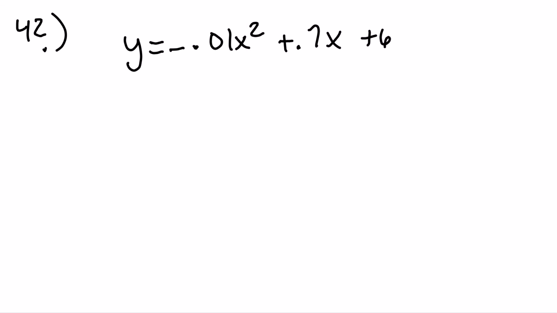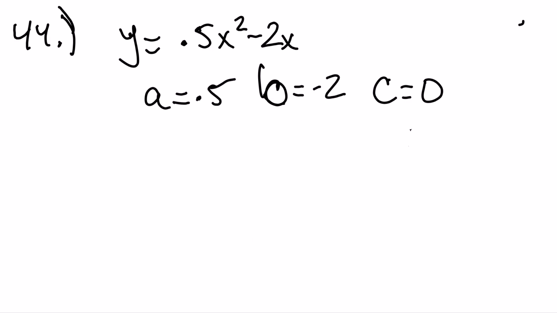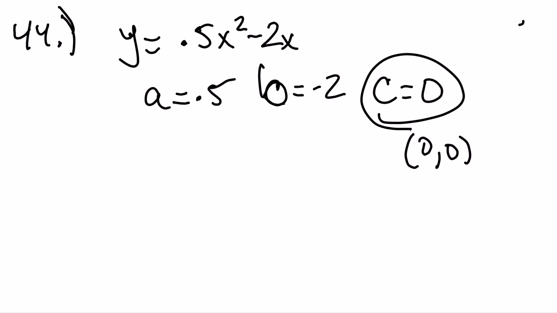42, they just said to find A, B, and C. They say y equals negative 0.01 x squared plus 0.7x plus 6. So A equals, they use the 0 in front of it, negative 0.01. B equals 0.7. C equals 6. That's it for 42. Alright, 44. I have y equals 0.5x squared minus 2x. A is 0.5, B is negative 2, C is 0. That tells me the y-intercept, so 0, 0 is a point on the graph.